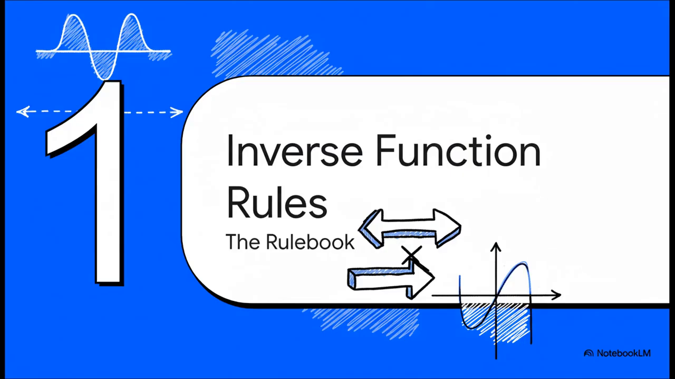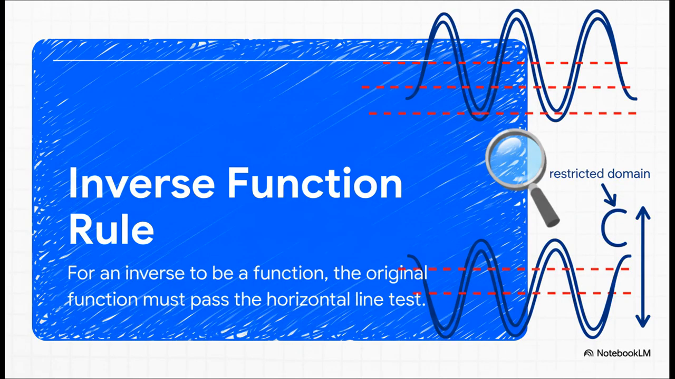Okay, so to figure out why our functions are misbehaving like this, we've got to go back to the fundamental laws that govern all inverse functions. And there's one rule in particular that is the absolute key to cracking this whole case. That rule is called the horizontal line test. You can think of this test as the gatekeeper for inverses. If a function can't pass this test, then technically it can't have a true, well-behaved inverse function.